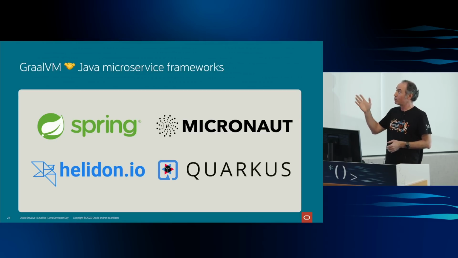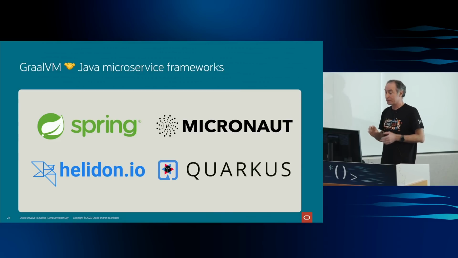Micronaut has always been compatible with native image. It doesn't have any reflection in it. It's very fast. Helidon, I think it's Helidon MP, not SE. I think actually SE, thank you. Helidon SE. And Quarkus is designed to work with native image. These are your choices, right? If you're using these frameworks, you have a much better chance of having a good experience.